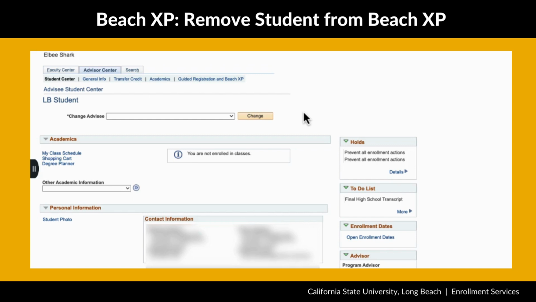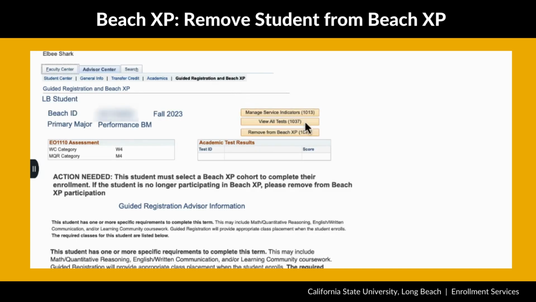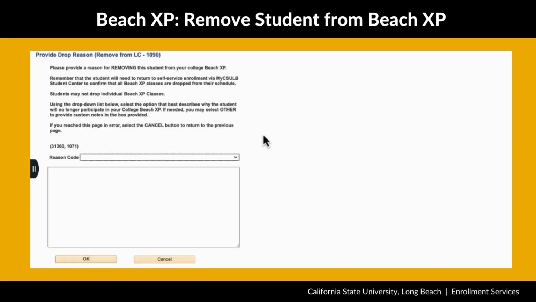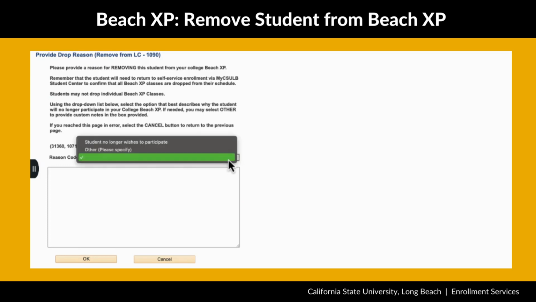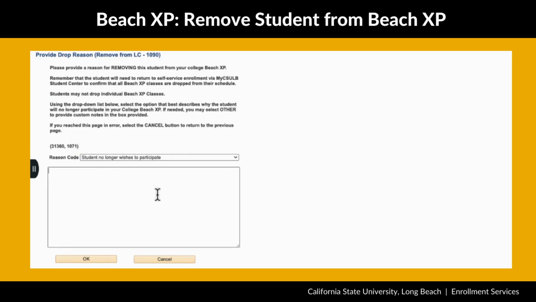To remove a student from participation, you will need to navigate to the Guided Registration and Beach XP tab. From here, select Remove from Beach XP. You will then need to provide a reason for removing the student using the drop-down menu. If other is selected, a reason must be entered in the text box below. You can then click OK to submit or click Cancel to go back.